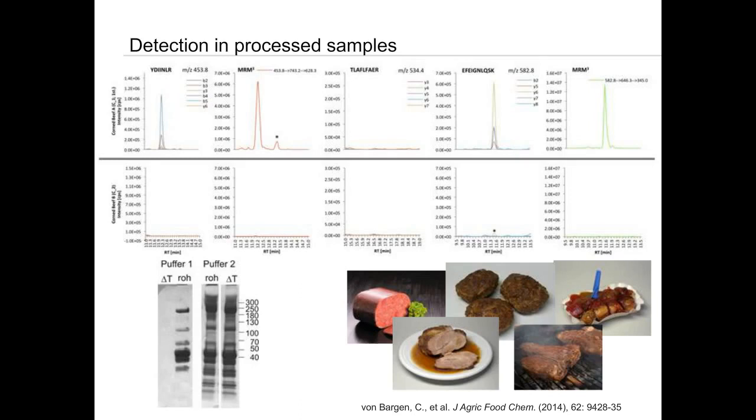So we used different processed samples. There's just one example here. The upper lane is one corned beef sample which we bought in a German supermarket, which obviously contains horse meat, as shown by the specific markers identified for horse in MRM and MRM cube. The lower lane is another corned beef sample which we also bought and which is obviously devoid of horse. So this approach obviously also works in processed samples such as corned beef and in commercially available samples.